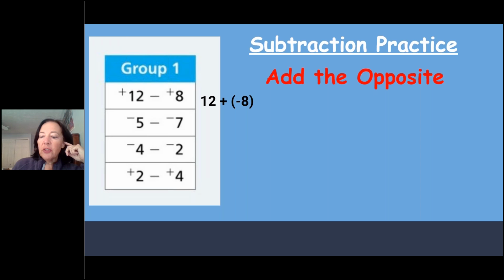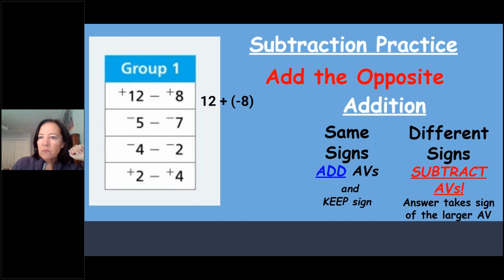So now we have to use our addition algorithm, which is, we've got the same sign. I'm sorry, we've got different signs. So the answer is going to take the sign of the larger absolute value, and we're going to subtract those terms. So do you know what this answer is going to be?